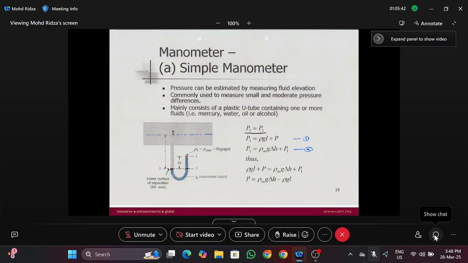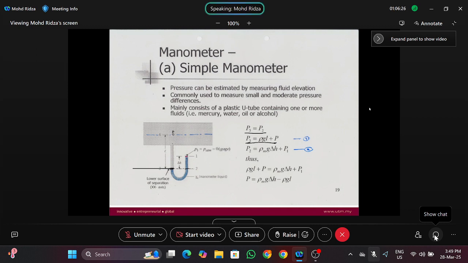Now figure out what is P3 with respect to P. P3 equals P plus rho g L, where rho g L is the pressure or weight of the liquid between P and point 3. Which rho are we talking about? The rho of the liquid in the pipe. That's P3. P3 equals P plus rho g L, the same as before. Are we okay on this part?